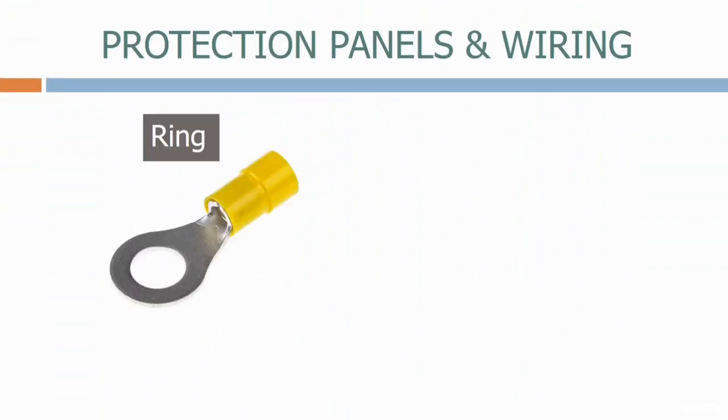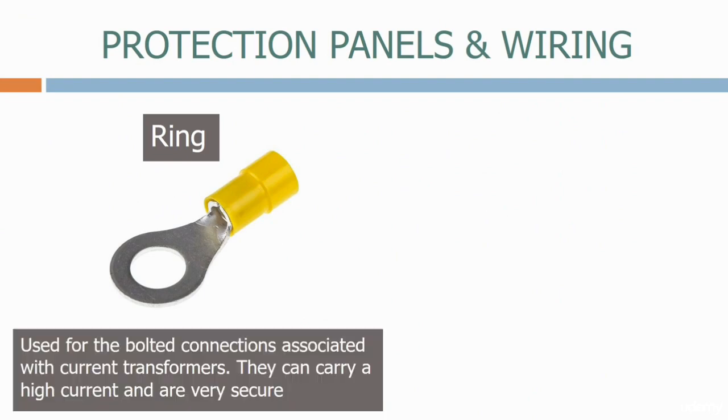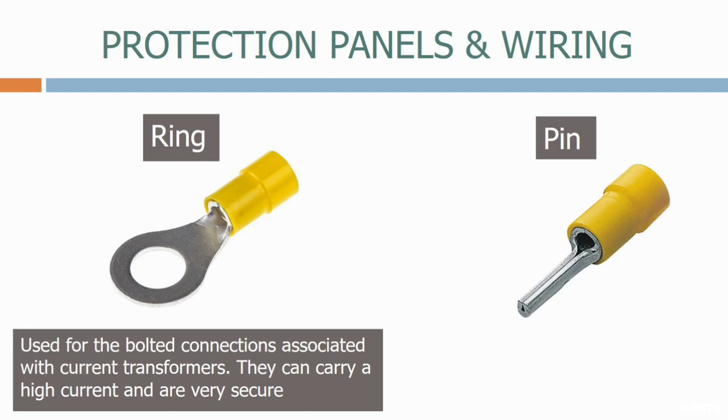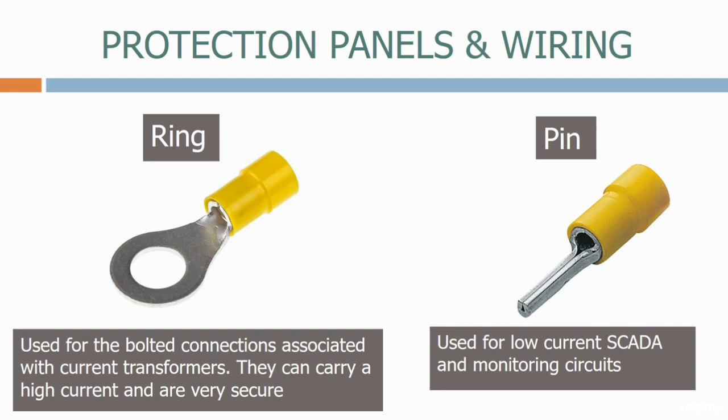Next is the ring type. These are used for the bolted connections associated with current transformers. They can carry a high current and are very secure. Finally, we have the pin type. These are used for low current, SCADA and monitoring circuits.